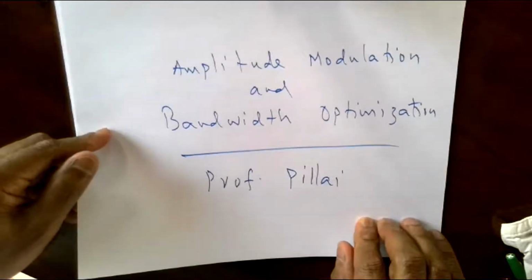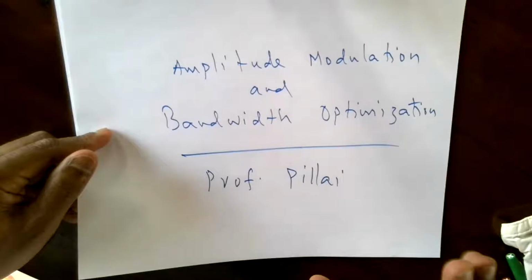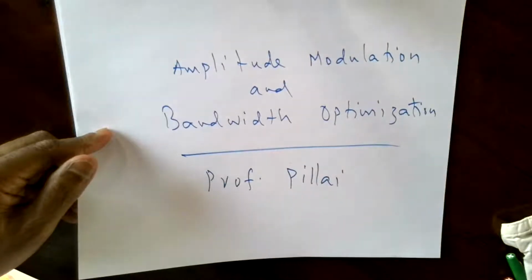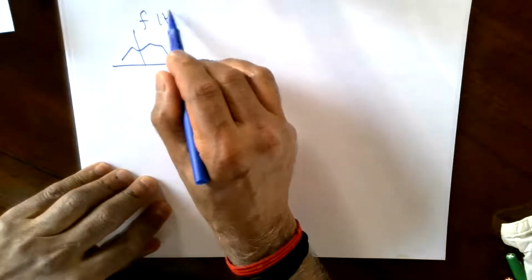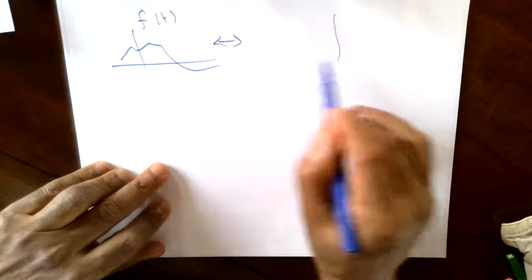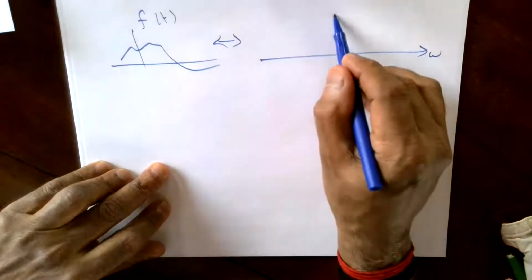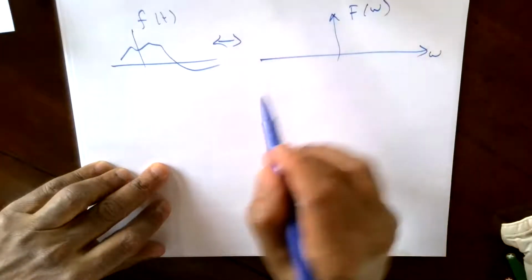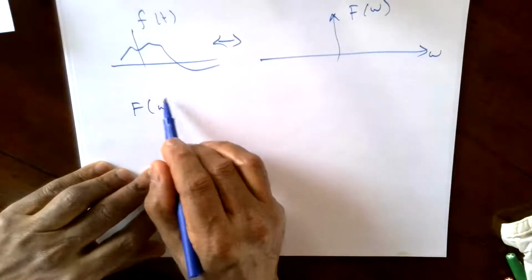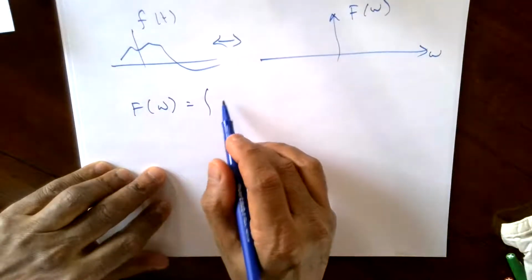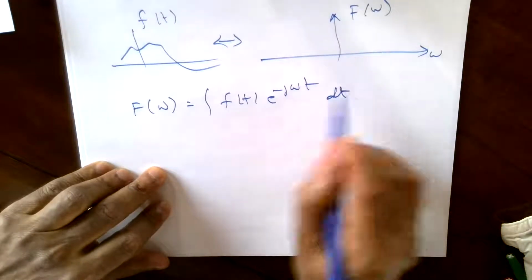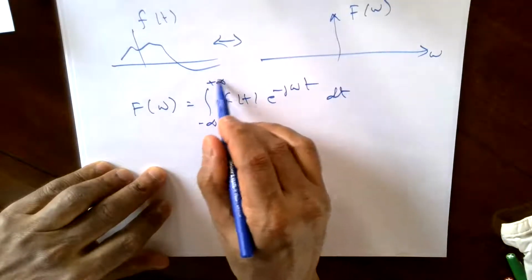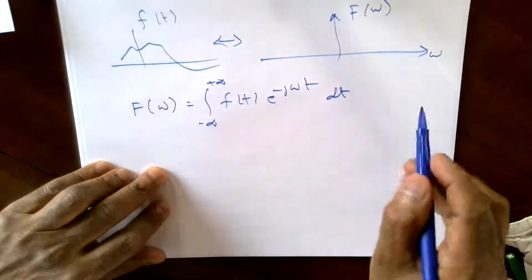So look at this problem, amplitude modulation and savings on bandwidth. As a quick review, we have a signal f of t, and we look at its Fourier transform. That will give you an idea about bandwidth and so on. The Fourier transform is defined as a transformation from time to frequency. So through this transformation, in general, it's a function of frequency.